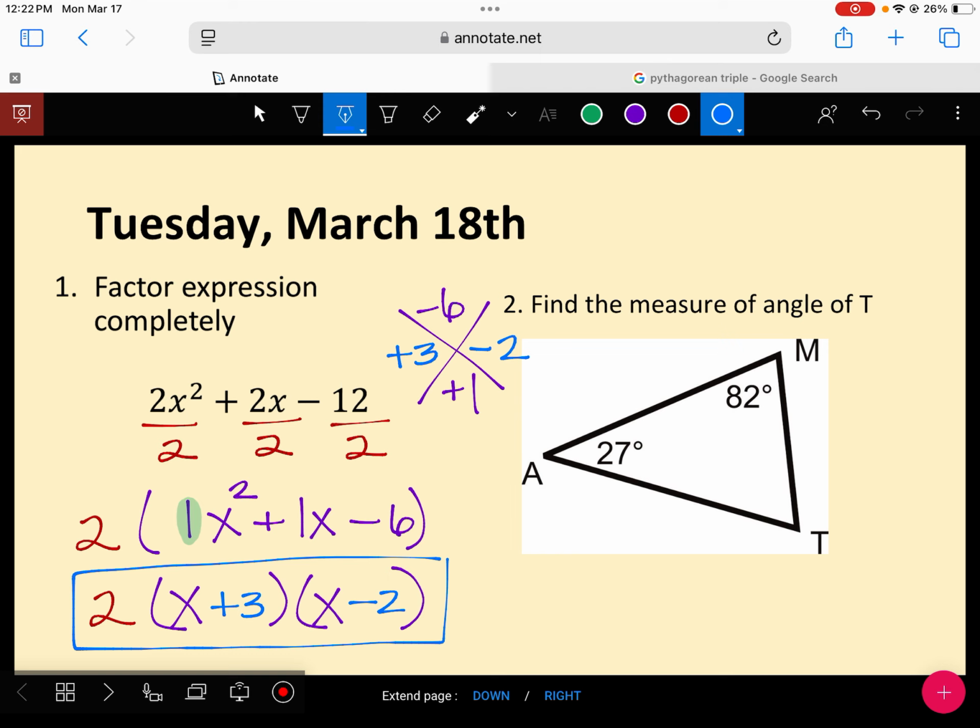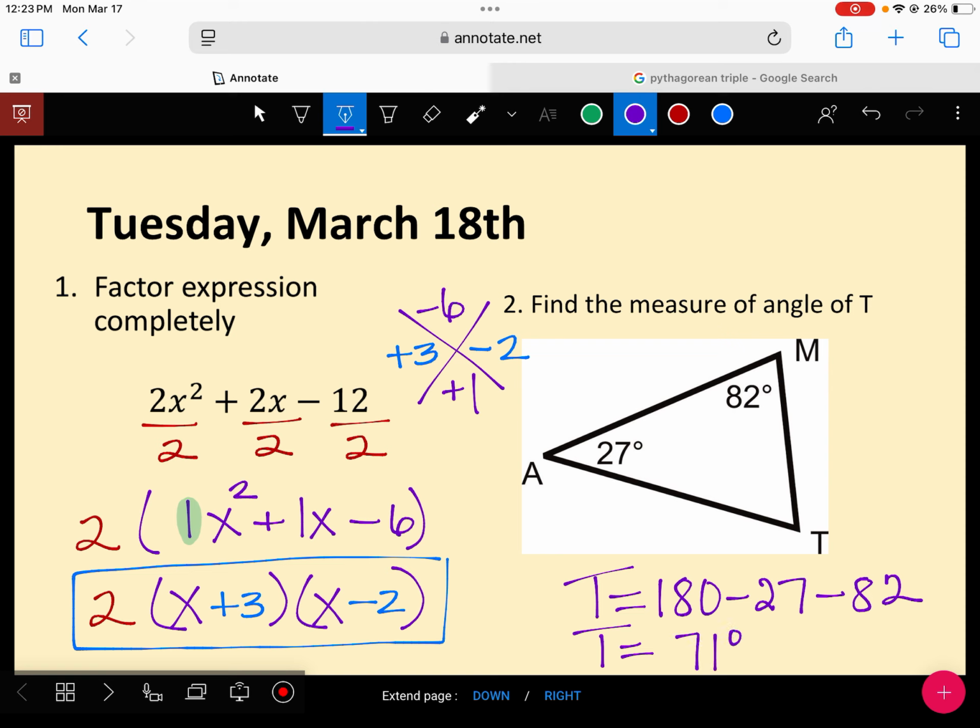For number 2, in order to find the measure of angle T, we have to keep in mind the triangle sum theorem. And that states that all the angles inside of a triangle add up to 180. So the measure of angle T will equal 180 minus 27 minus 82. Pick up your calculator and type that in. And you should get 71 degrees.